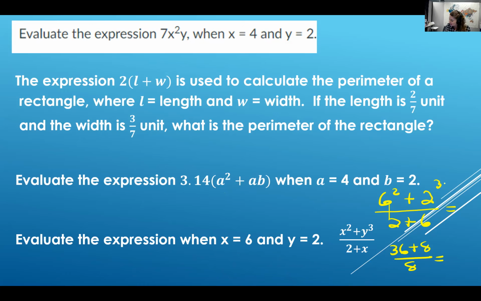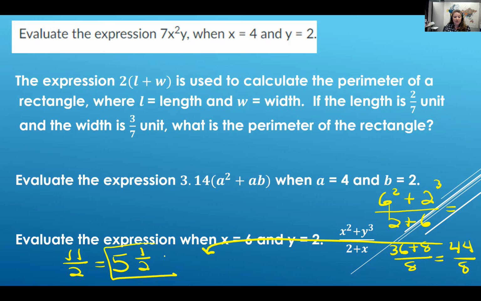Yeah, so 36 plus 8 is 44. So 44 eighths. I can divide 44 by 4 and get 11, and divide 8 by 4 and get 2. 2 will go into 11 5 times with 1 left over, so 5.5. All right, so 44 divided by 8 is 5.5. That is correct.